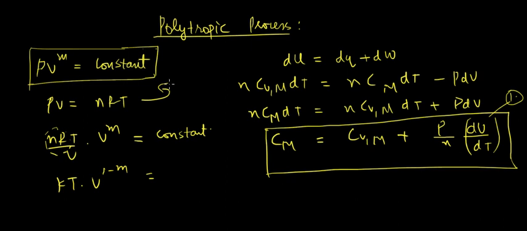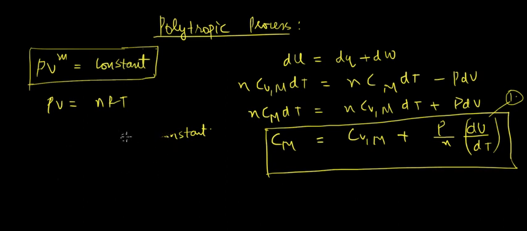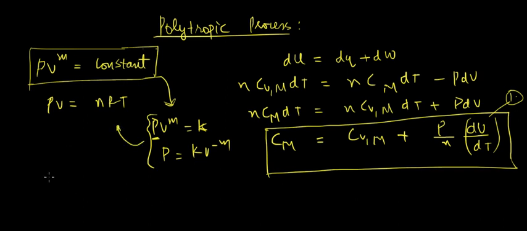Or let's do it the other way around to simplify things. We are dealing with two constants if we go by this approach. So suppose we have, as we know that PV equals nRT, suppose we have PV to the power m equals some constant k. So we pick up the value of P from here, which would be kV to the power minus m, and put it in this equation. So kV to the power 1 minus m would be equal to nRT.